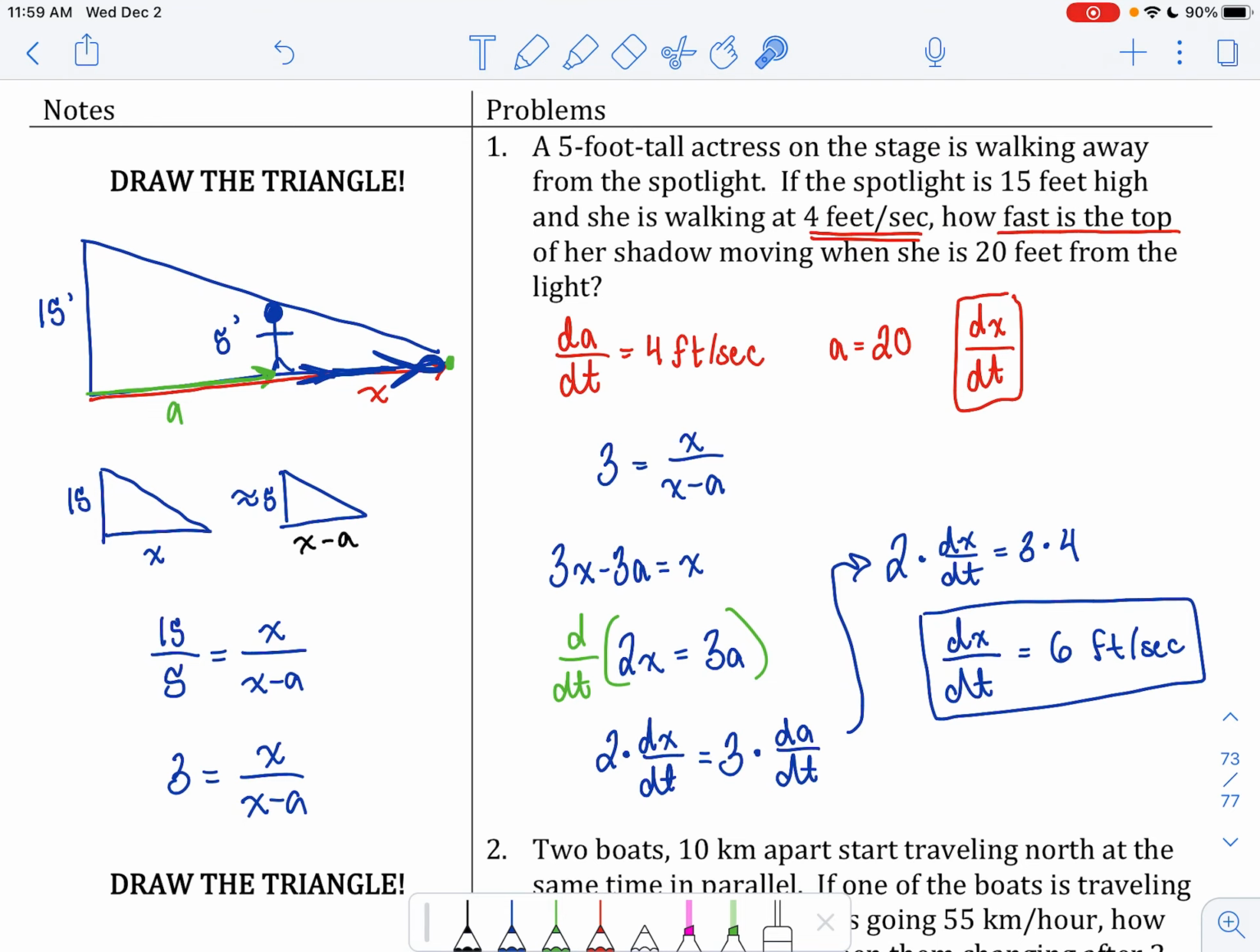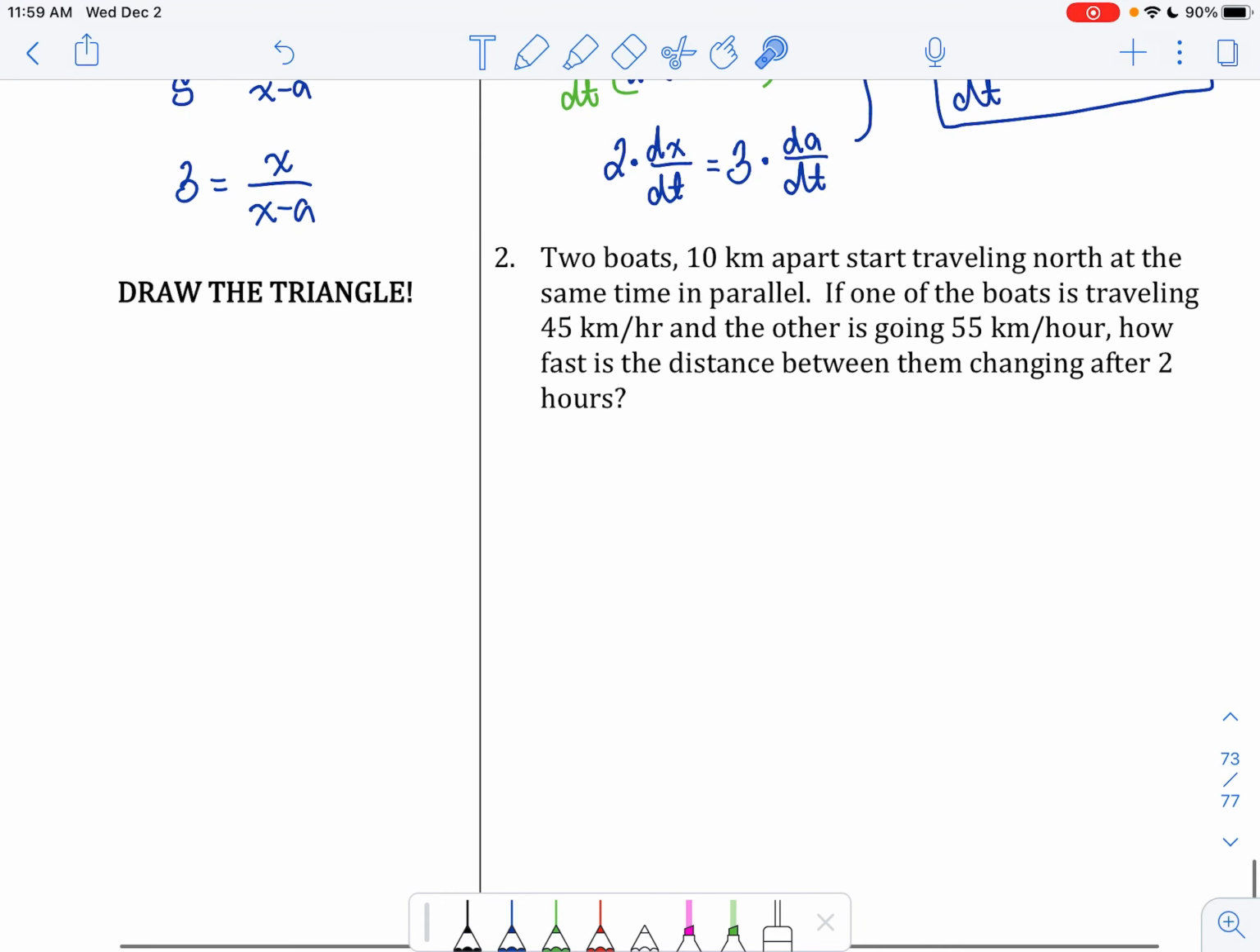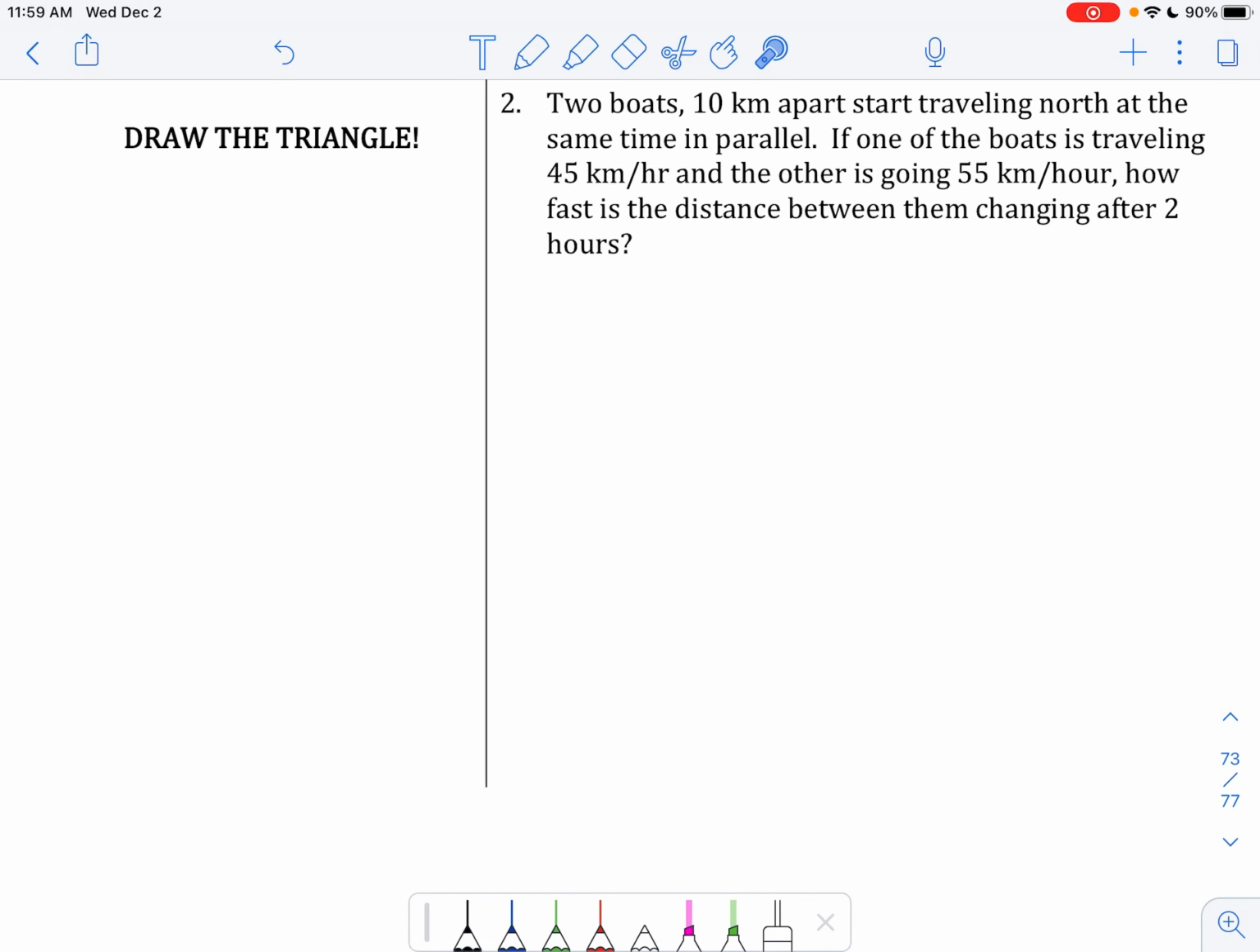But it's all about recognizing that it's a related rates problem and writing the equation. Now, a very common equation involving triangles and distance is going to come up here, and we're going to see lots of Pythagorean theorem problems as well.